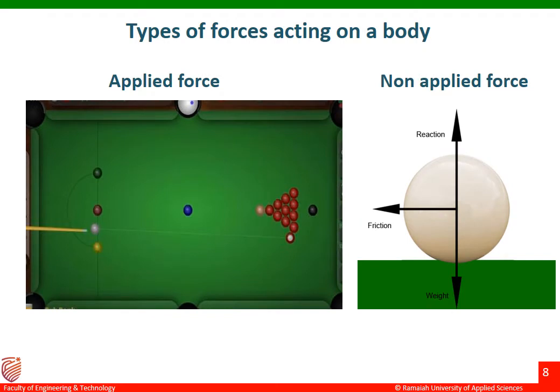These are some more examples of applied force and non-applied force. To the left hand side you can see a ball being hit by the player. That is the example for applied force. And the next one is the ball at rest on the ground. That is the example for non-applied force. You can see there the reaction force, the friction force, and the weight of the ball.